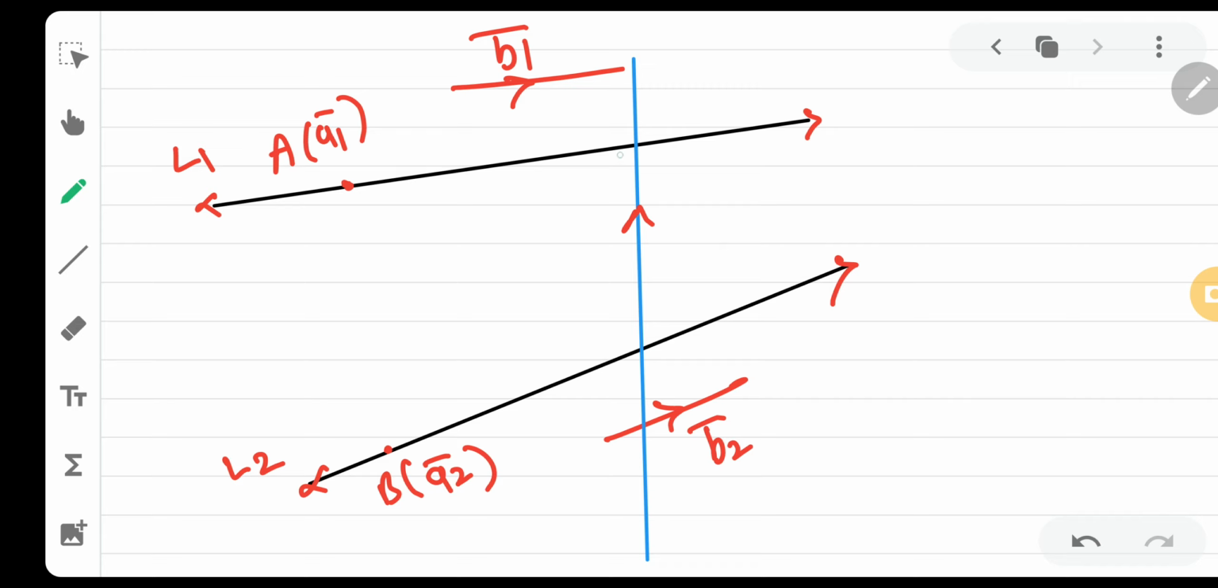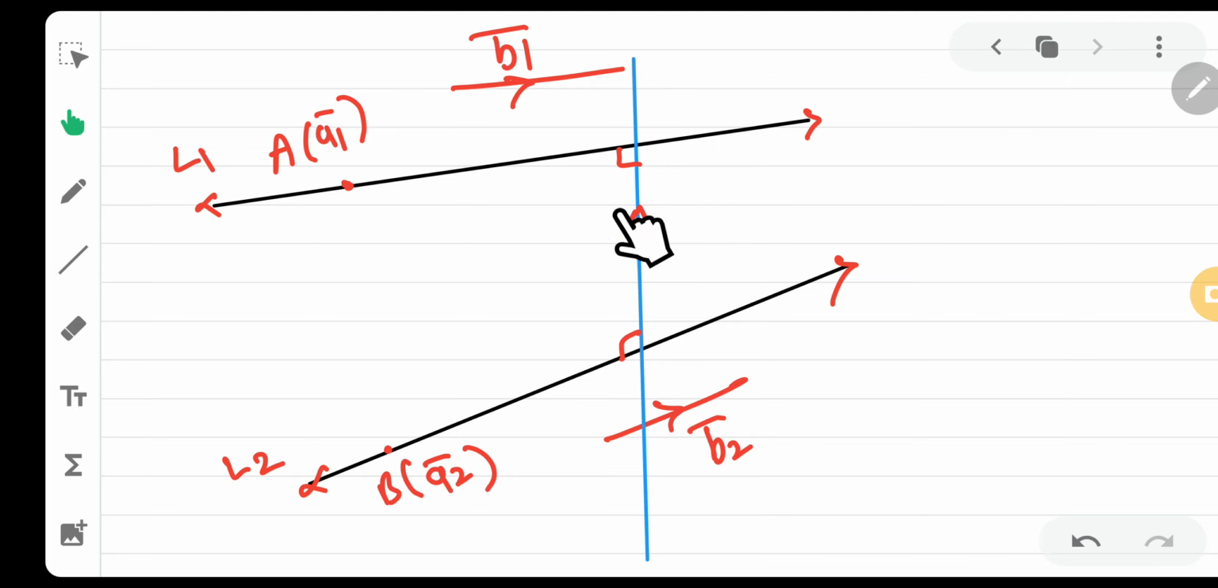Now what does common normal mean? Common normal means this line will be perpendicular to line 1 also, and perpendicular to line 2 also. You have to imagine this in 3D in order to understand this particular thing, right? This particular line will be perpendicular to L1 also, L2 also, but L1 and B1 bar have the same direction and L2 and B2 bar have the same direction.